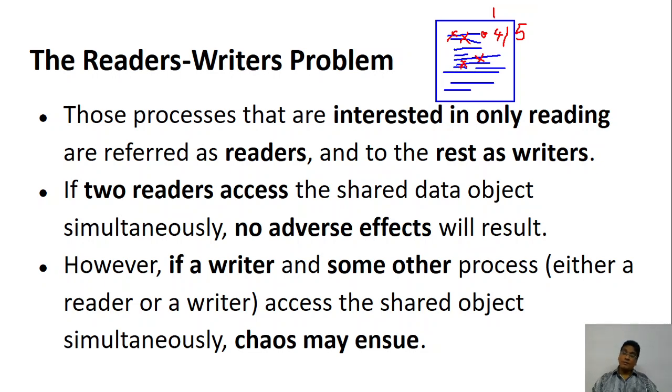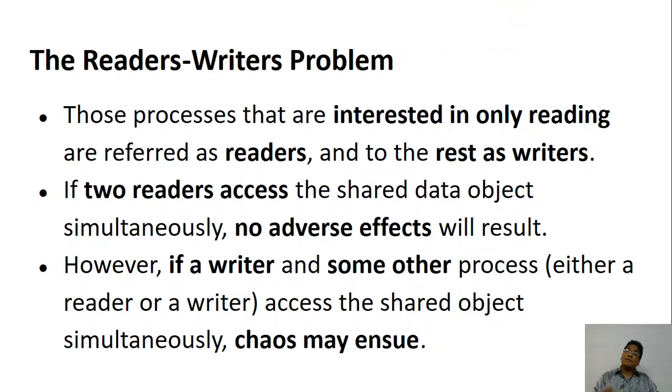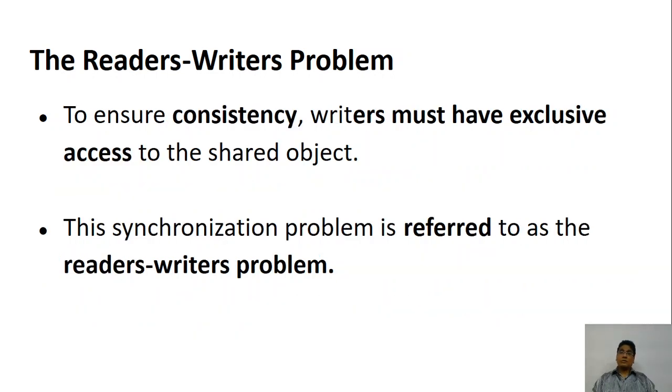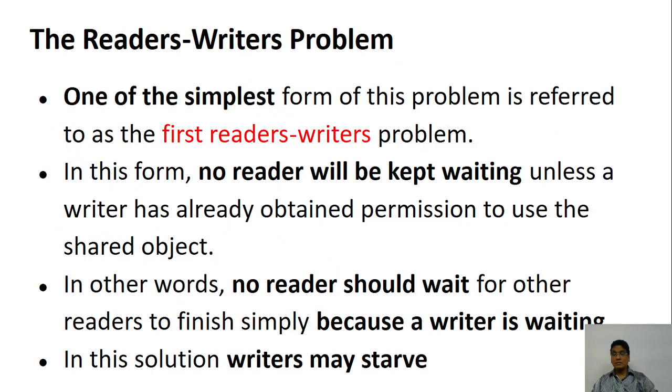So if there are n number of readers, there is no problem. But if there is at least one writer, all the readers are out, all the writers are out, only one is allowed to go. Let's look at this particular scenario, where the scenario is slightly different. What must be done in this case, to maintain the consistency, is that the writer must have an exclusive access to the shared object. So this particular synchronization problem is called the readers writers problem.